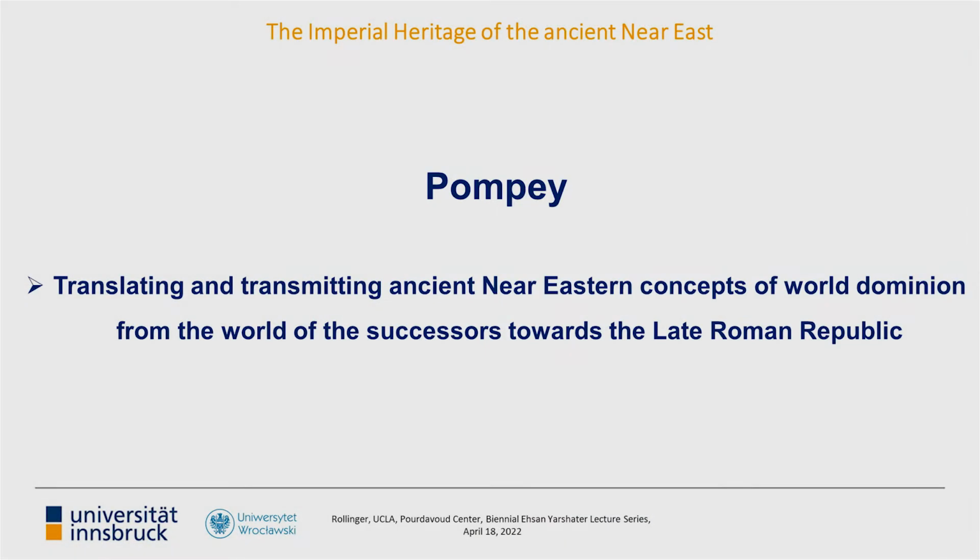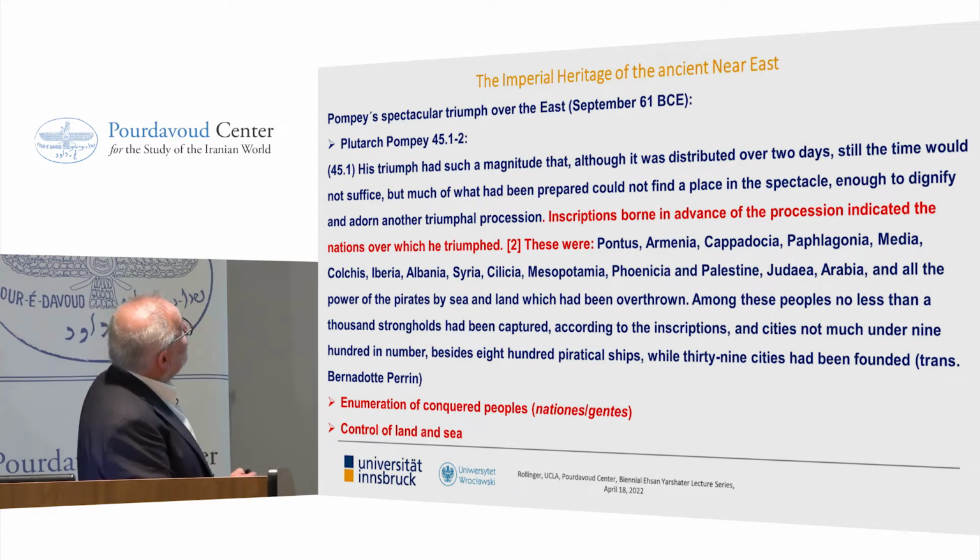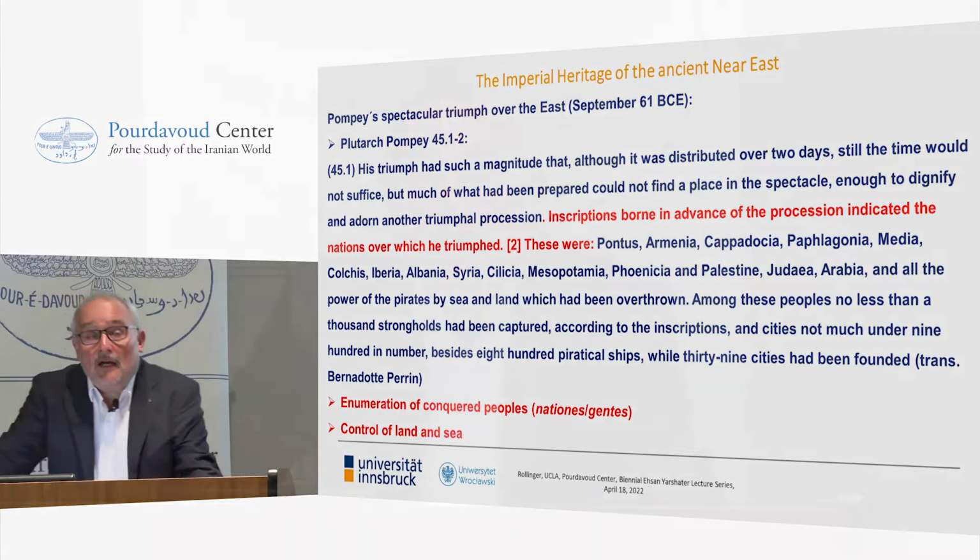Especially after the third war against Mithridates of Pontus, he gave the Near East a completely new order and presented himself, and was presented, in a completely new way, as I'm just going to demonstrate to you. So he is the one who translates and transmits ancient Eastern concepts from the world of the successors towards the late Roman Republic. An important source for this is the work of Plutarch, his biographies, and of course Plutarch also dedicated one of these biographies to Pompey.